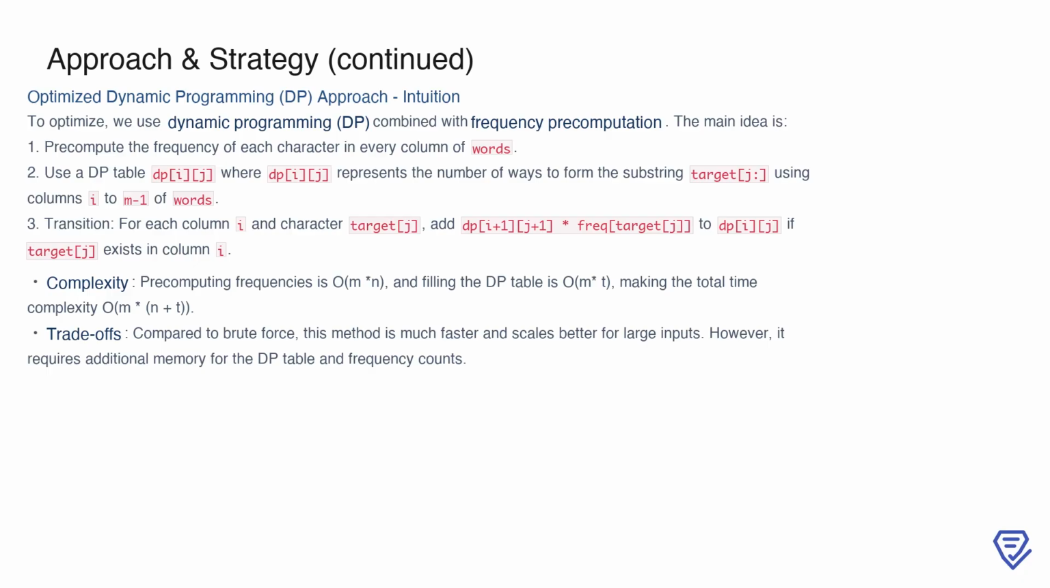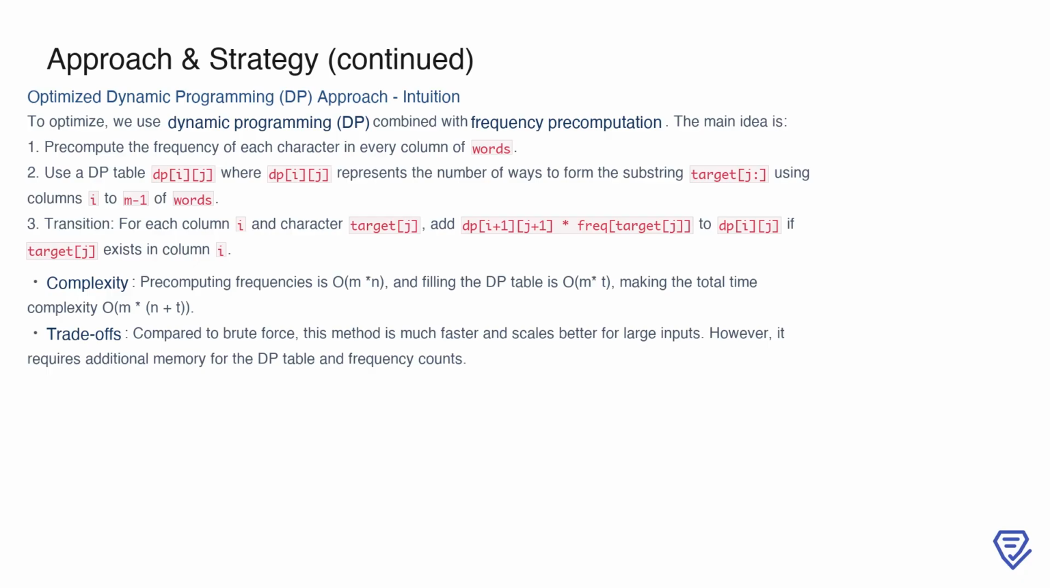To compute this, we look at each column i and the current character target[j]. If the character exists in column i, we use its pre-computed frequency to update dp[i][j], based on dp[i+1][j+1], which represents the number of ways to form the remainder of the target. This approach reduces redundant computations by leveraging the structure of the problem.